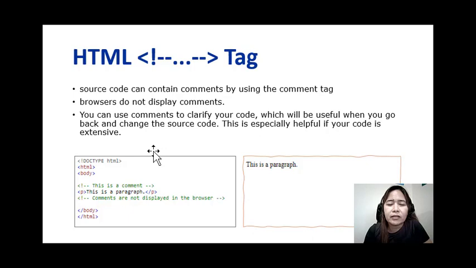So this code is not interpreted or shown in your browser when you open the file. I have here an example of a file that has a comment. You have, this is a comment, and then you have, comments are not displayed in the browser. Notice that these two comments are placed before and after the paragraph that displays, this is a paragraph. If you retype this code and open it in your browser, what you will see is only, this is a paragraph, in your content.